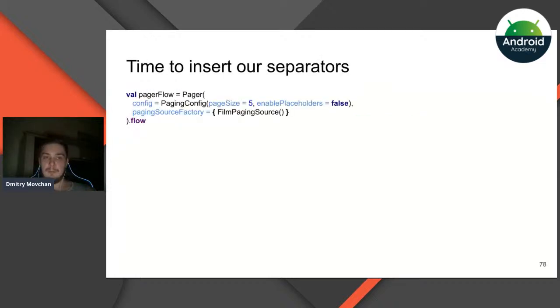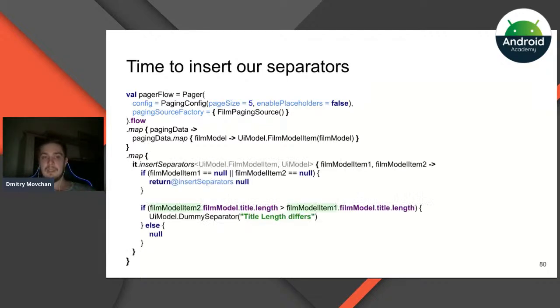So let's get to our pager flow. Also, a new feature of Paging Library version 3 is the possibility to map our models and filter them. So let's see this in an example. We get our pager flow here. Let's map every item that we're getting from the film paging source to UI model, film model item here. So nothing difficult here.